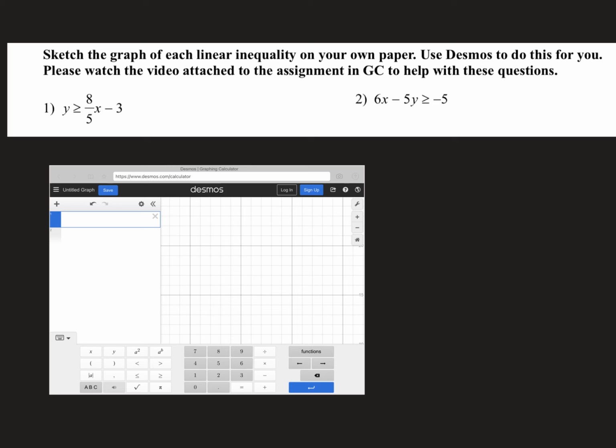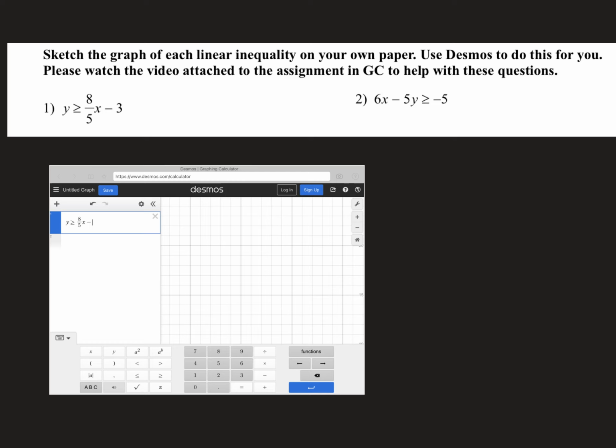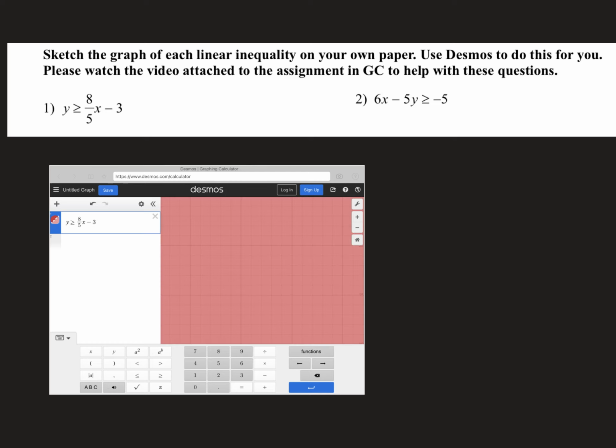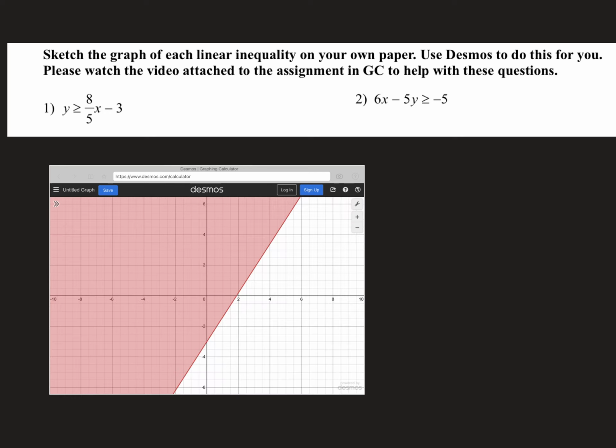Okay, I'm going to type in exactly what it says. Y is greater than or equal to 8 divided by 5, click beside of it, x minus 3. Now, earlier, I hope you saw that I actually picked up the screen where the graph is at, and I dragged that screen away, and so that's why you only see just red. If you hit the home button, then that takes me to where I want to be.